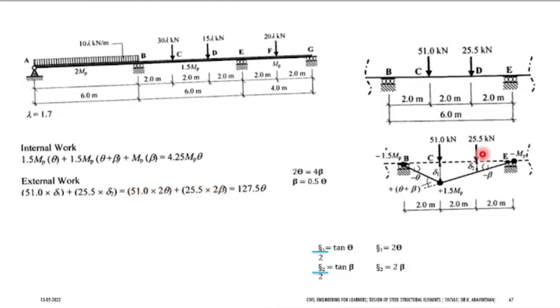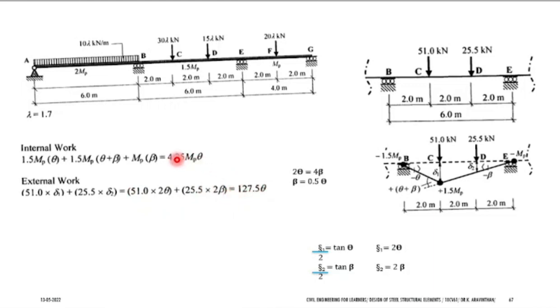51 into, so what is the distance here? 51 into del 1, 25.5 into del 2. After substituting this, instead of del 1 you can substitute 2 theta, instead of del 2 you can substitute 2 beta. Both are substituted. You already know what is beta. Beta is 0.5 theta, so you can substitute 2 into 0.5 theta. If you add everything, you will be getting 127.5 theta.